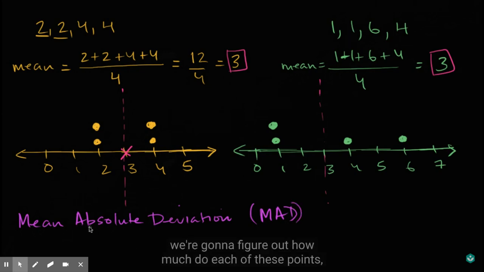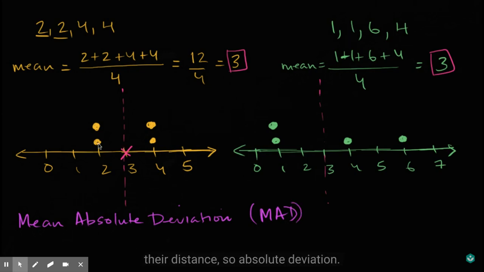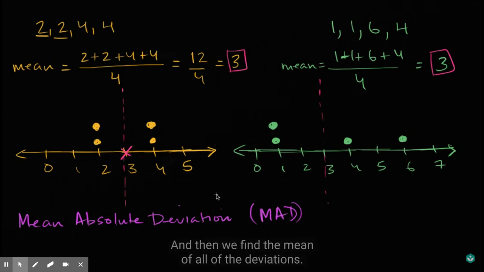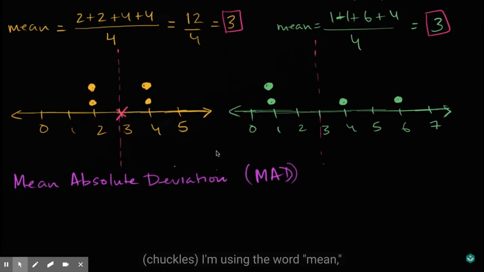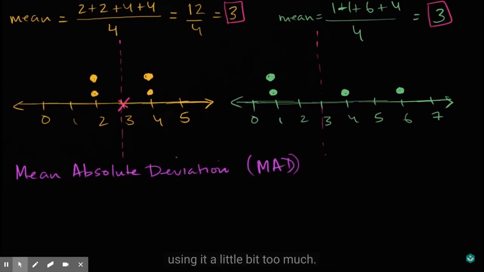And all we're talking about, we're going to figure out how much each of these points deviates from the mean, their distance, so absolute deviation, but the absolute of it. So each of these points at 2, they are 1 away from the mean. Doesn't matter if they're less or more, they're 1 away from the mean. And then we find the mean of all of the deviations. So what does that mean? I'm using the word mean a little bit too much. So let's figure out the mean absolute deviation of this first data set.